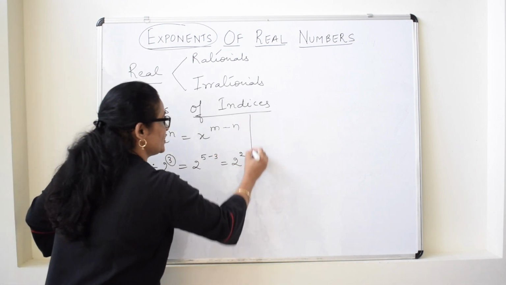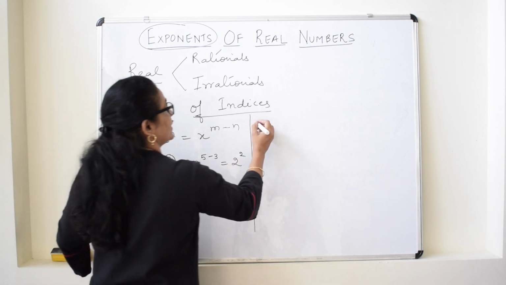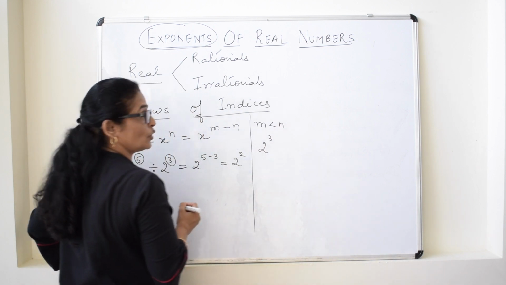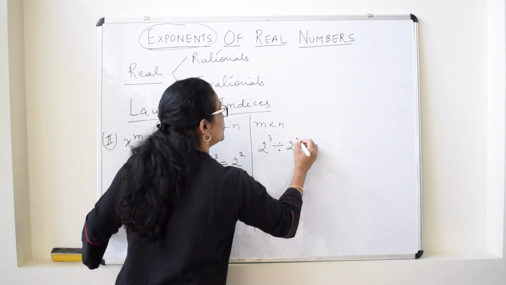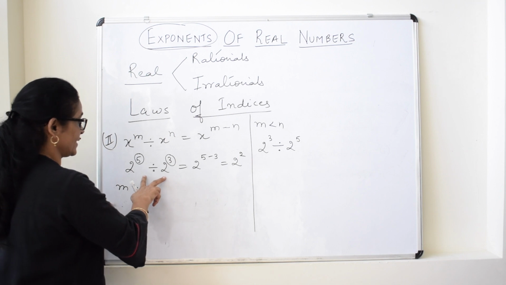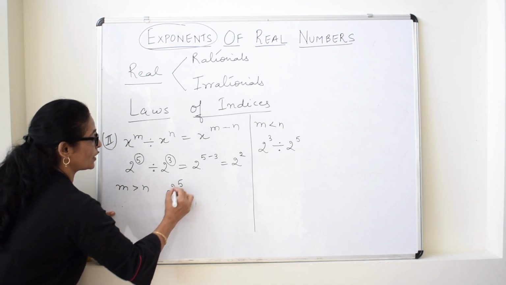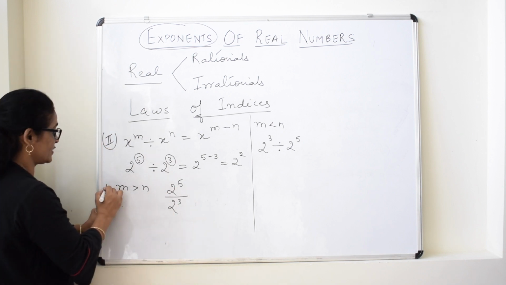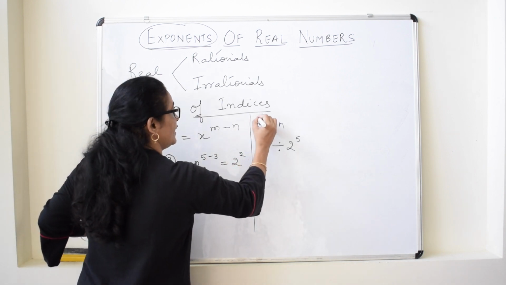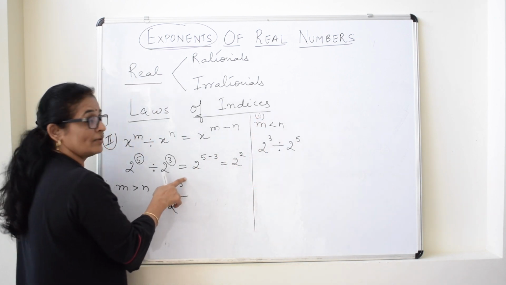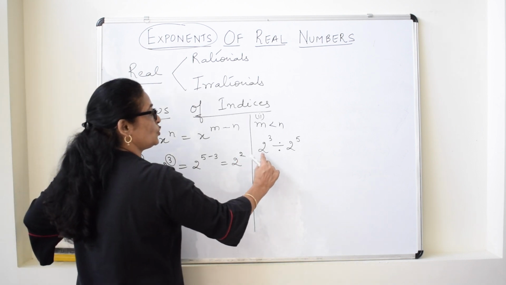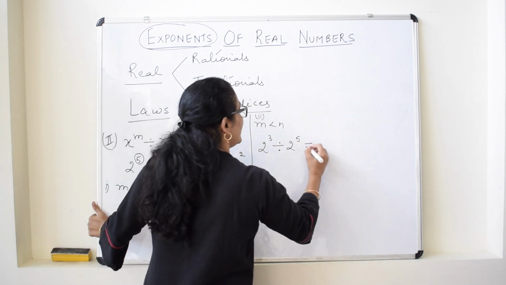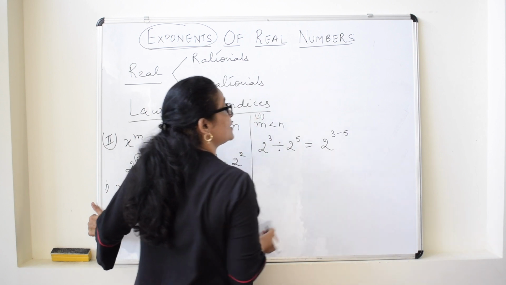It means we just have to check the other two cases also, for example when m is less than n. So for example, if we take 2 cube divided by 2 to the power of 5. In the first case, what we saw, 2 raised to the power of 5 divided by 2 cube, m is greater than n. First thing. Now second part, when m is less than n, whether this law will work or not, that we have to check. So 2 cube divided by 2 to the power of 5, if we apply this law, according to the law it should be 3 minus 5.